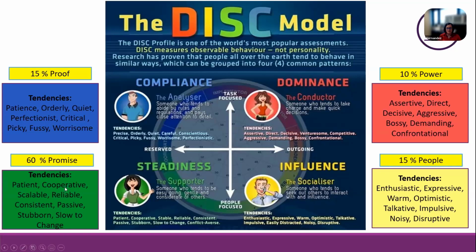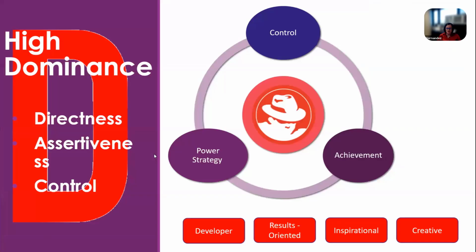Okay. So hopefully this gives you a good overview of this profile. So think about what you are. You can probably identify with at least two of these, of what your dominant is. Okay. So we're going to go over D again. I'm just going to go a little bit deeper into each of these.